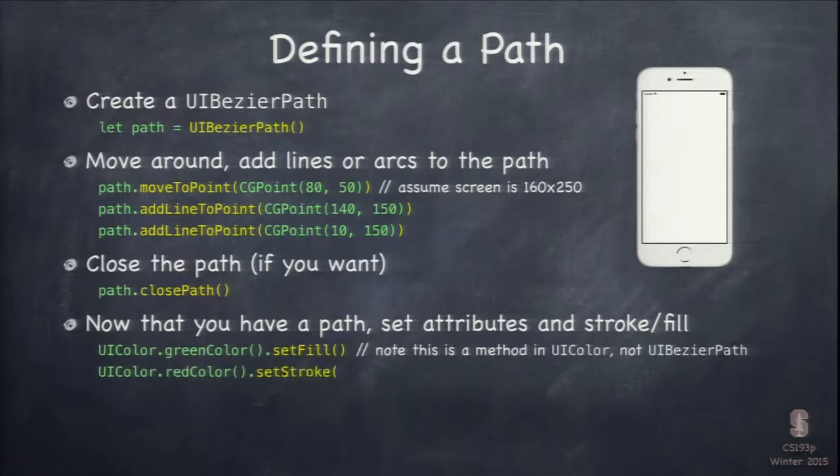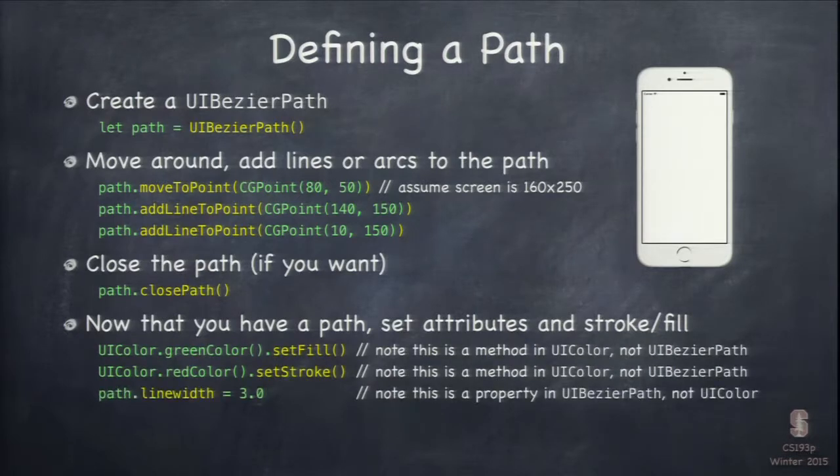So let's set the attributes we want. So I'm going to set the color for filling to be green and the color for stroking to be red. Okay, now notice that I set those with methods on UI color, not with methods on the Bezier path. Okay, that's a little interesting, but that's the way that works. But line width, I do set by talking to the path. So I send a message to the Bezier path, set line width to 3.